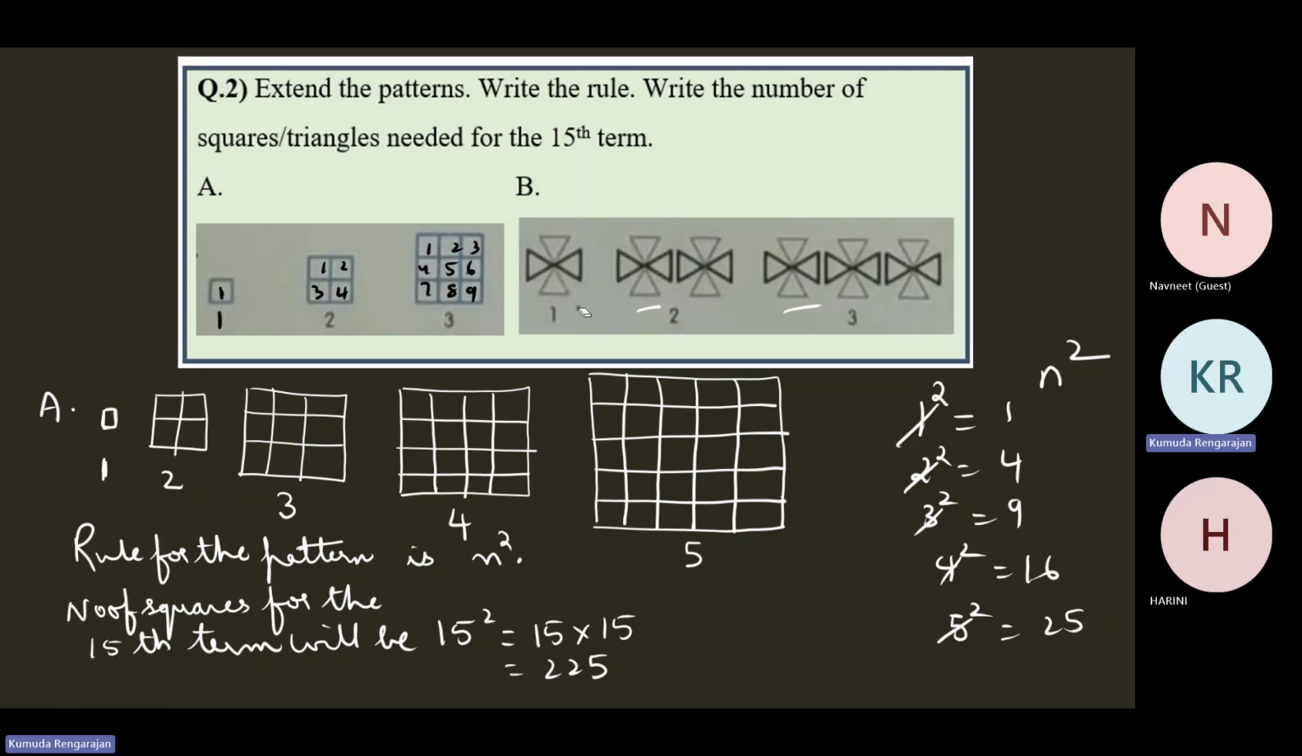So you can do this, extending the pattern. Write the fourth and the fifth term. For the fourth term, you should draw this one 4 times, like 1, 2, 3, and 1 more. For the fifth one, 1, 2, 3, 4, and 5. So you can extend the pattern.